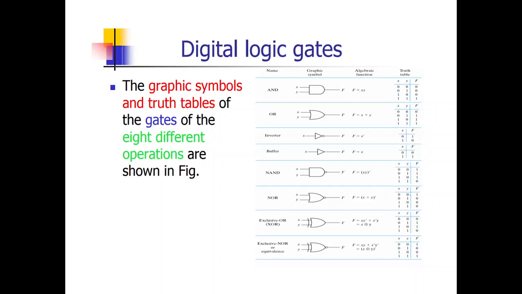So here if all the inputs are 0, then the output is 1. If any one of the inputs is 1, then the output is 0. This is the opposite of the OR gate.